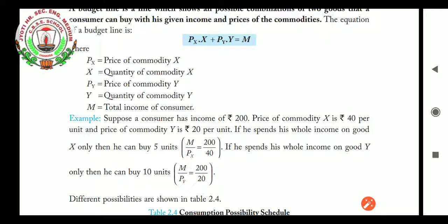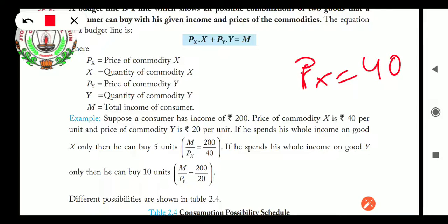Example, suppose a consumer has income of rupees 200. Price of commodity X is rupees 40 per unit and price of commodity Y is 20 per unit. If he spends his whole income on good X only, then he can buy 5 units. How did we get the 5 units? Here we can see. What was the price of the good X? That was 40. Px was 40. And what was the Py, price of commodity Y? That was Py equals 20.